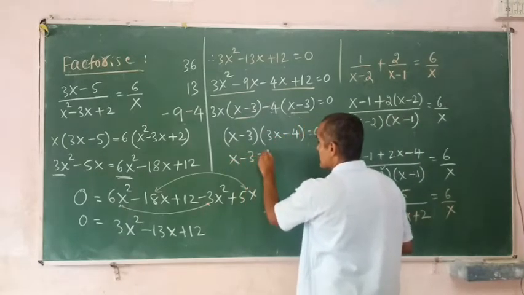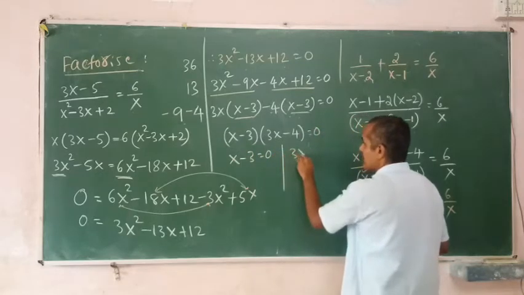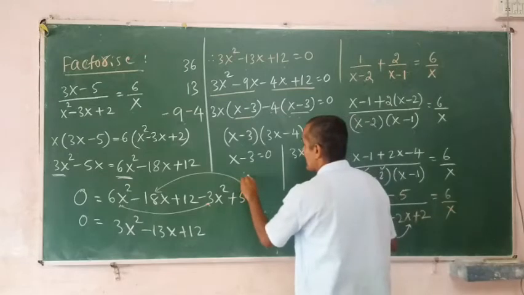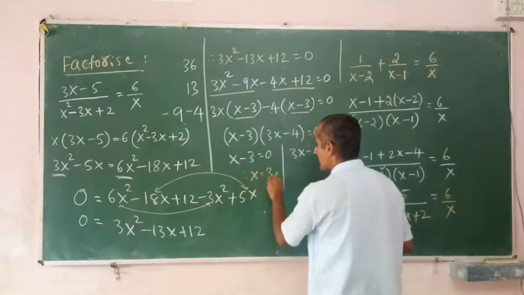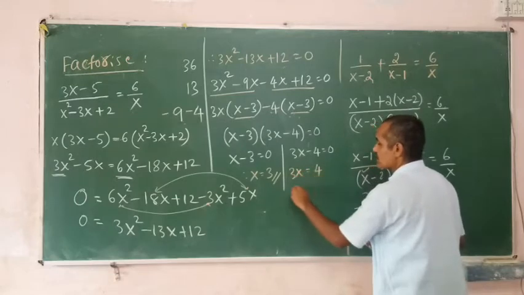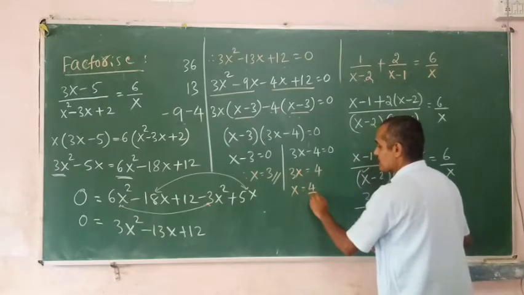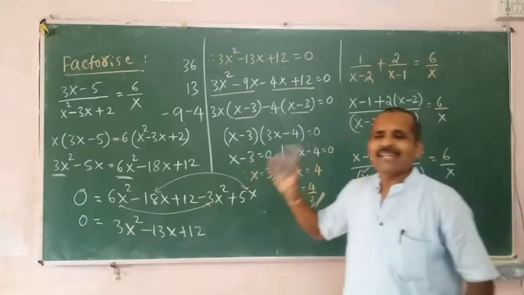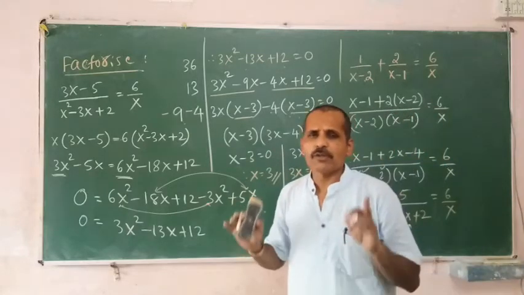X minus 3 is equals to 0. 3x minus 4 is equals to 0. So I can say that x is equals to 3, and I can say 3x is equals to plus 4. Therefore, x is equals to 4 by 3. That is the end of the problem. Let me solve one or two problems for your practice.